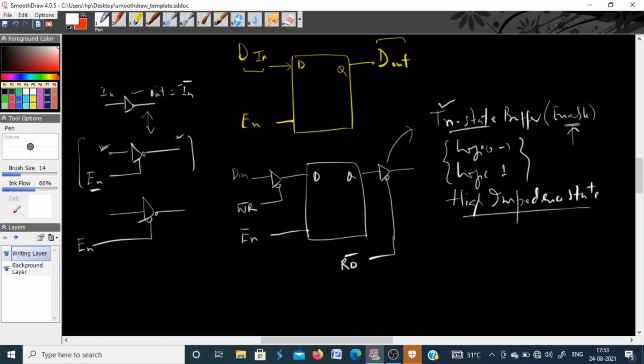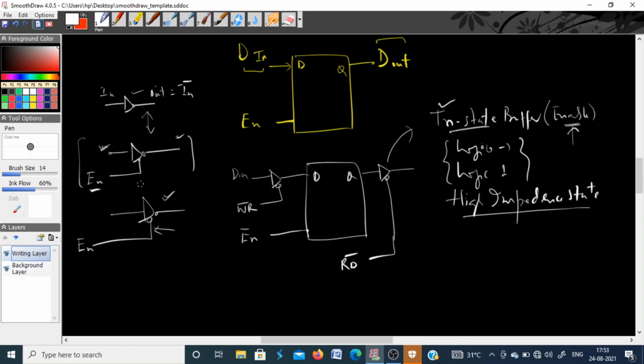But if the enable pin goes to 0, it means this device goes into the high impedance state. High impedance state means it is basically now disconnected from the system. It will not respond to any input. Similarly, this is an active low enable. So when enable is at logic 0, then only this inverter will perform. This is what a tri-state buffer is.